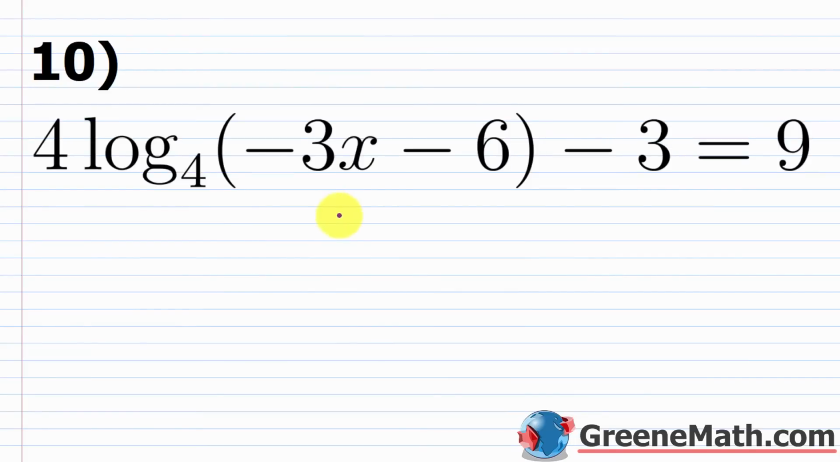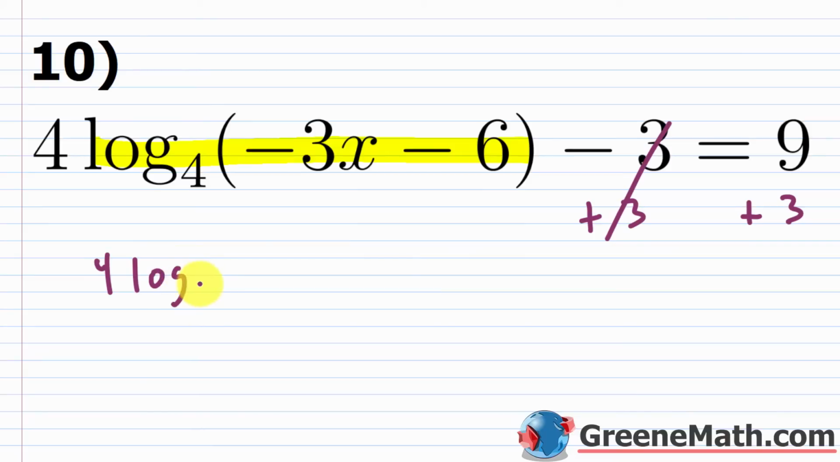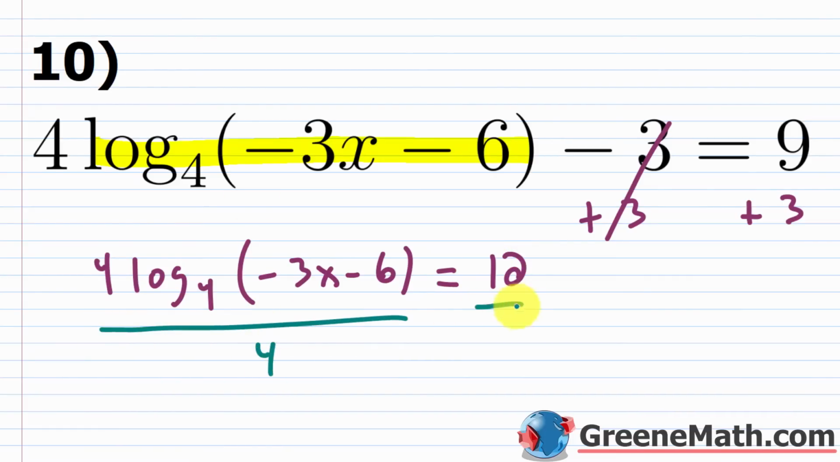Okay, for problem 10, we have 4 log base 4 of negative 3x minus 6, then minus 3, and this equals 9. So again, I want to isolate this right here to get the problem started. So that will be equal to some number. Then you can put it into exponential form and you can solve. So let me go ahead and add 3 to both sides of the equation. This cancels. We get 4 log base 4 of negative 3x minus 6. And this equals 9 plus 3 is 12. Okay, at this point, let me divide both sides of the equation by 4.